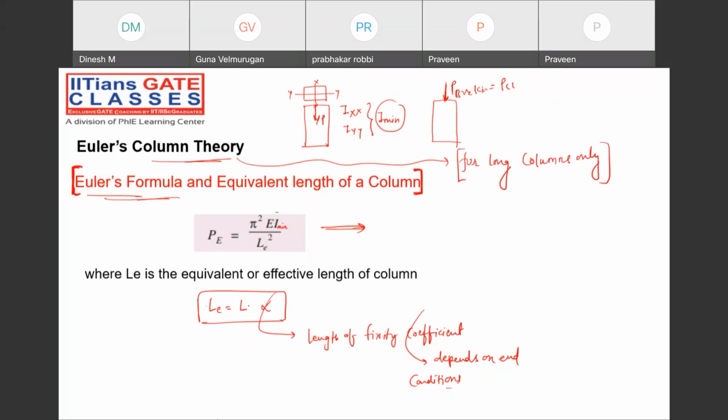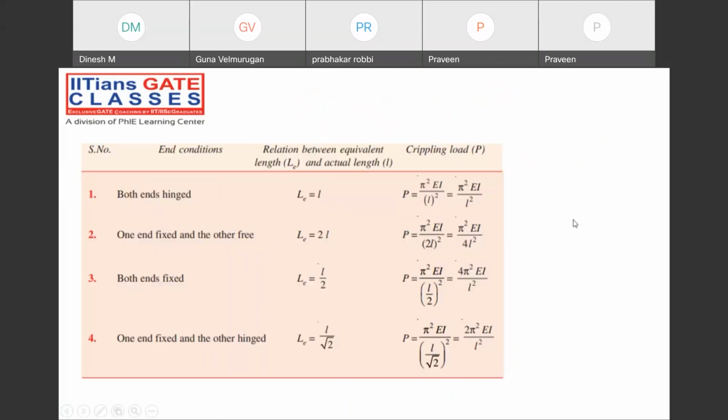Is it done, guys? Perfect. So note down some conditions of alpha value. When both the ends are hinged, alpha will be equal to 1. When one end is fixed and the other end is free, then alpha is 2.